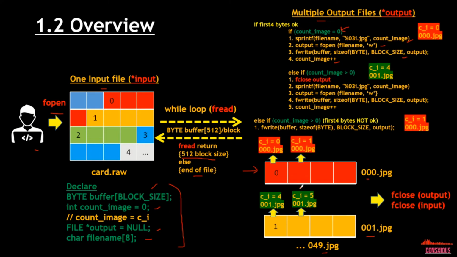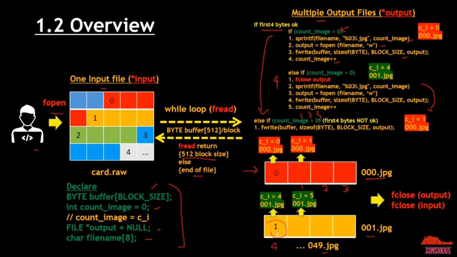After that, we go to, for example, blocks 1, 2, 3. These blocks don't fulfill the first 4 bytes of the JPEG format. Therefore, it will just go to the statement which is fwrite, keep writing to the current file. So just write 1, 2, 3 here. For example, block number 4 is a new JPEG. So block 4 will go to this statement, which will close the output, close 000 here, and create a new name which is 001. Then we repeat the previous steps and add to the image count.